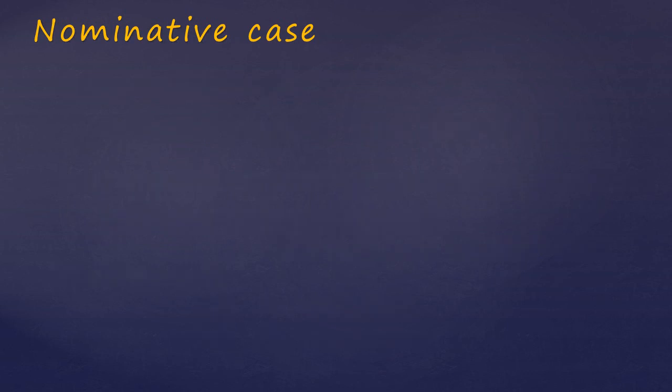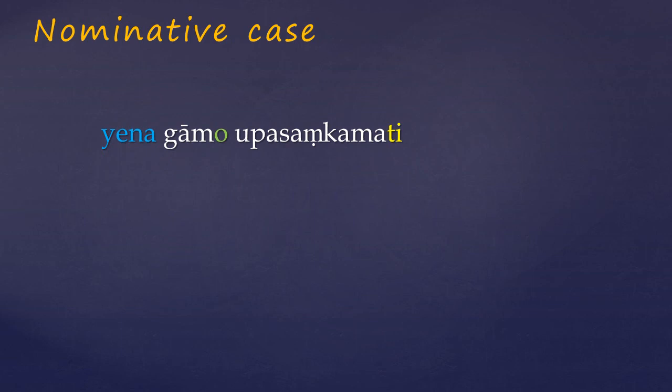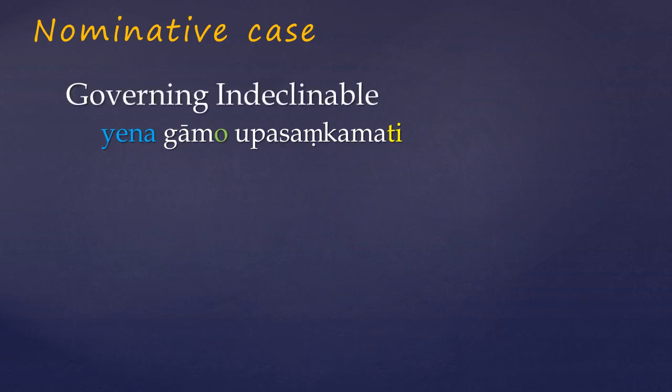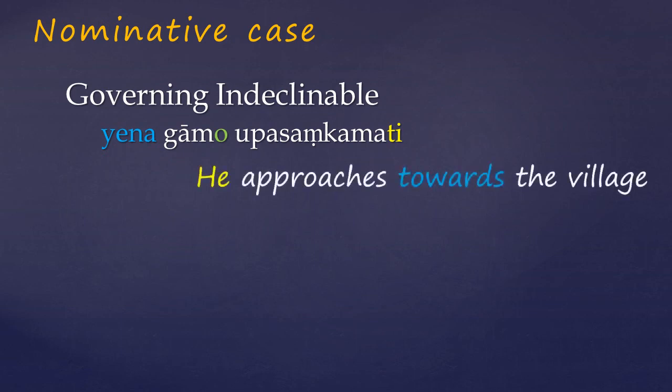Warder also highlights the adverb yena, which means where. And I think this is the only indeclinable which displays this characteristic. It's said to govern the nominative, which means its object, here the village, will always take the nominative case. And the subject of the verb here is implied by the third person ending. So it's not, as you first might think, the village which is doing the approaching.